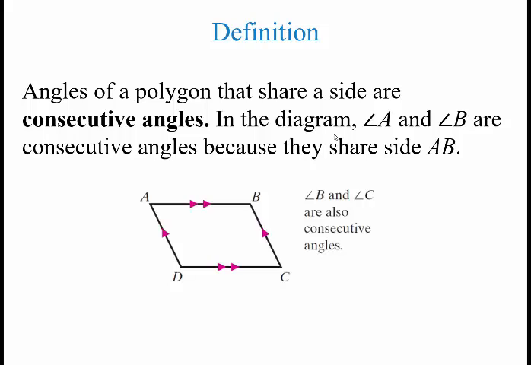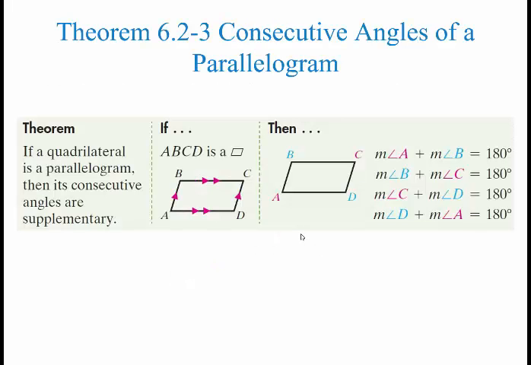All right, another one. Angles of a polygon that share a side are consecutive angles. So in the diagram, angles A and B are consecutive angles, because they share the side AB. But also B and C are consecutive angles, C and D are consecutive angles, and D and A are consecutive angles. So angles that share a common side are consecutive angles.